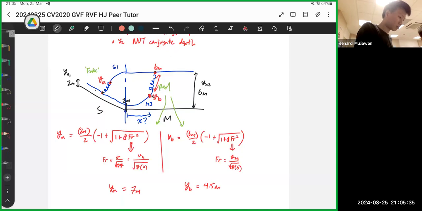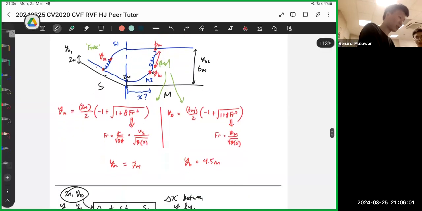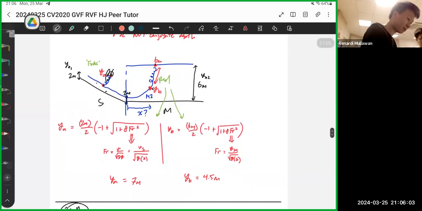In this situation, we know that 7 meters is not possible, because 7 meters is YA, and YA in this drawing should be between 2 and 6. So if we get 7, it's rejected. This one is between 6 and 2, so that's the real case. After drawing, we can even erase the other one because we know this one is the actual. But if we don't know, we will draw it.